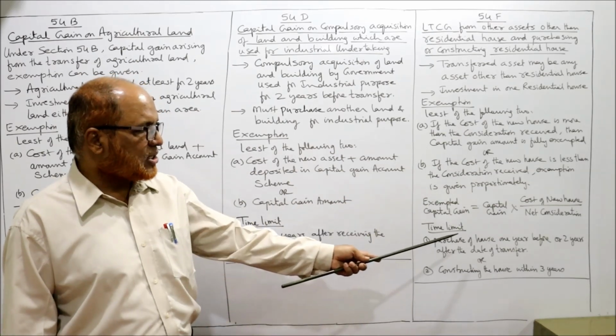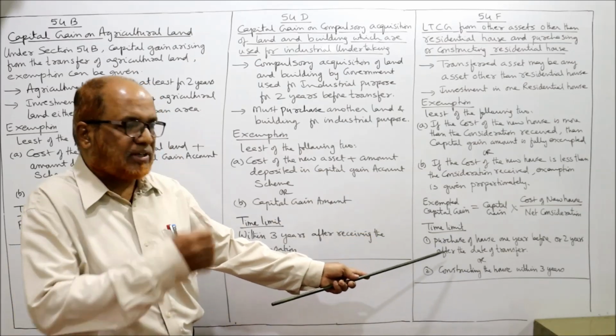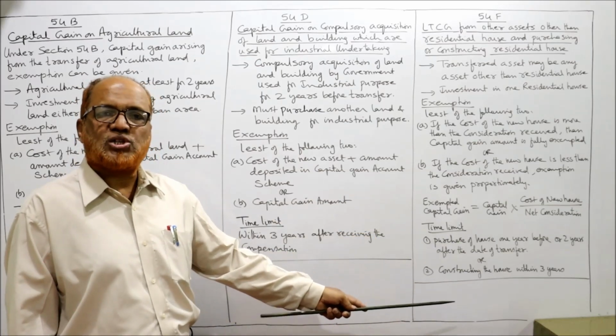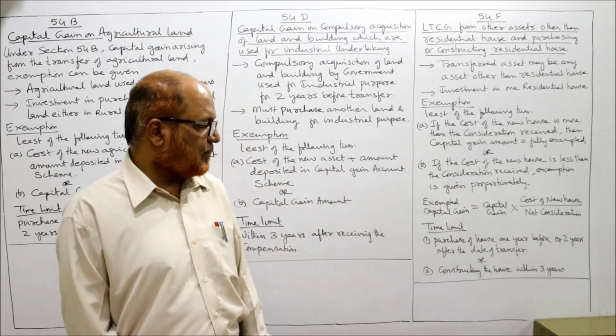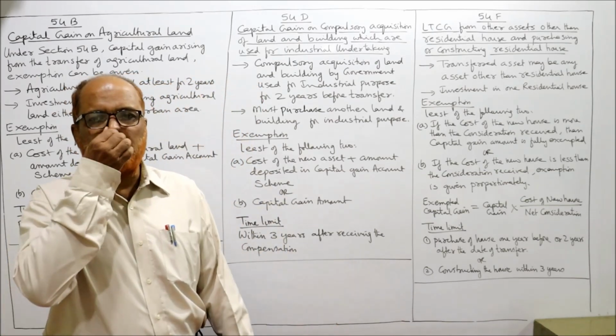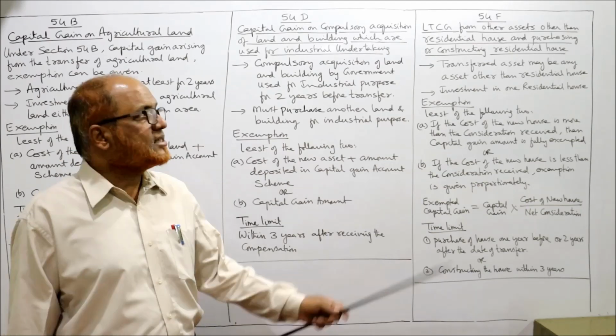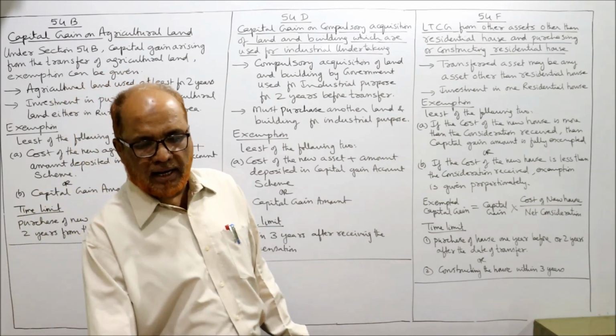Now time limit: purchase the house 1 year before or 2 years after the date of transfer, or construct the house within 3 years from the date of transfer. Constructing the house within 3 years from the date of transfer. So this is the provision regarding 54F.